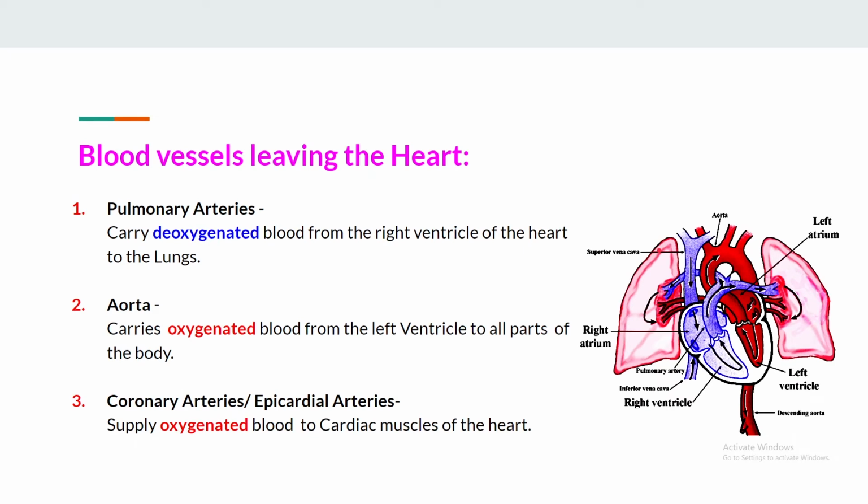Then blood vessels leaving the heart. Pulmonary arteries. These arise from the right ventricle of the heart and they carry deoxygenated blood to the lungs. Aorta. Aorta carries oxygenated blood from the left ventricle to all parts of the body. Coronary arteries, also known as epicardial arteries, supply oxygenated blood to cardiac muscles of the heart.